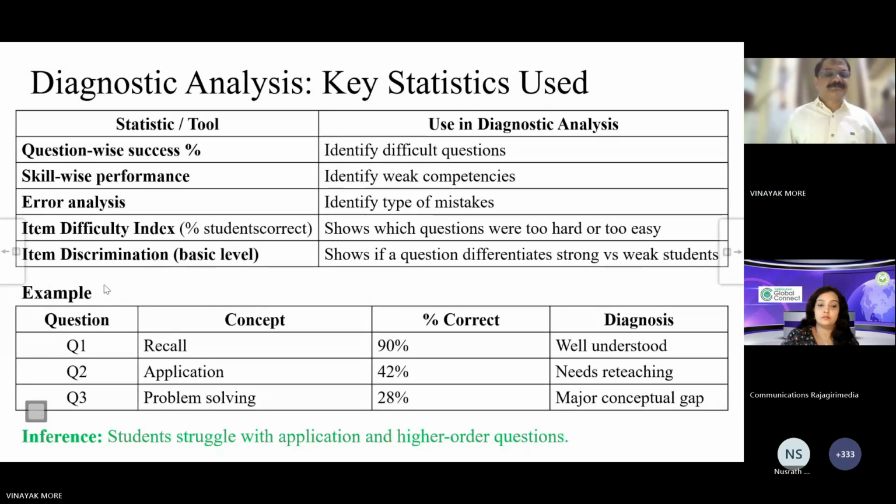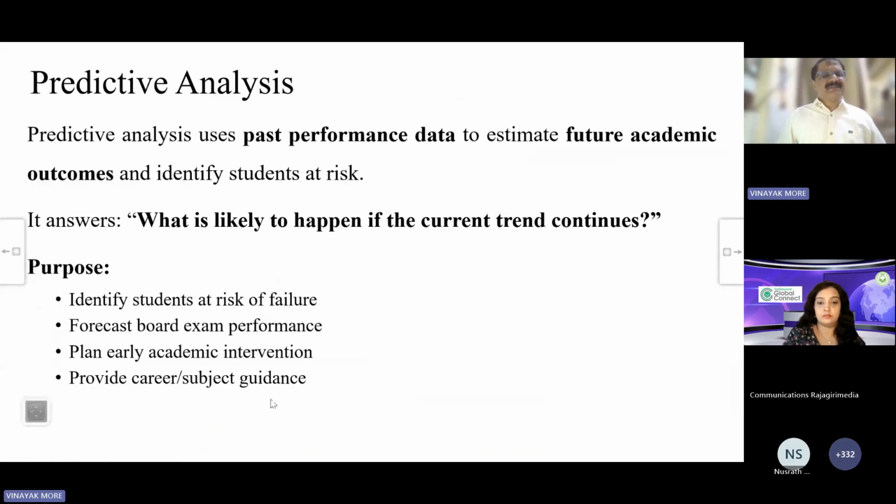Next one is predictive analysis. Basically, this analysis helps us predict students' future performance, and the data we use is his or her past performance. Based on past performance, we can estimate their future performance or future academic outcome. It answers the question: what is likely to happen if the current trend continues? If the student goes on performing the same way, how far will he reach, or which learning outcomes will he achieve?